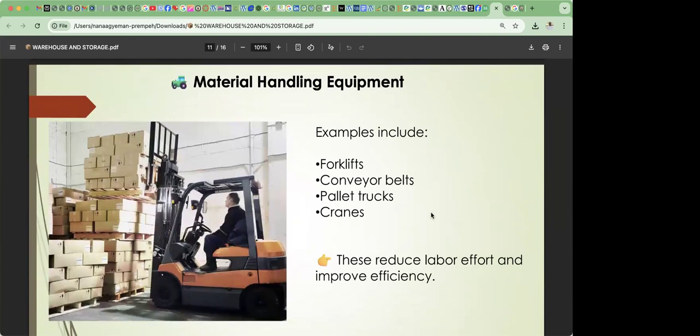So, material handling equipment: I've mentioned forklifts. You can have conveyor belts, pallet trucks, cranes, etc. There can be robots which can help as well, so that labor effort can be reduced and efficiency enhanced. It's all about how best to get things done quickly, within the shortest possible time, so that customers will be adequately excited.